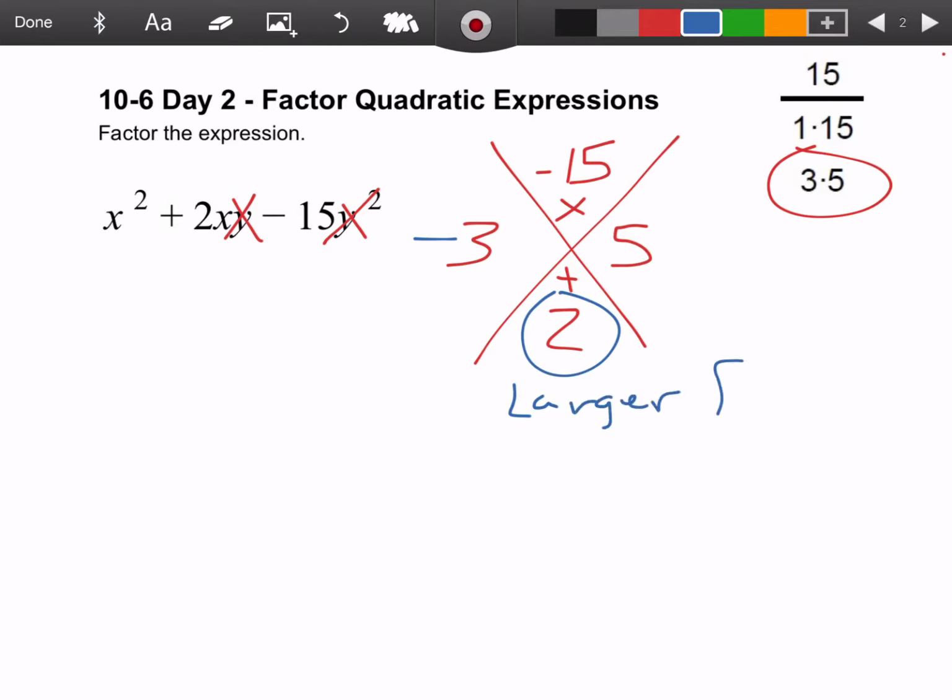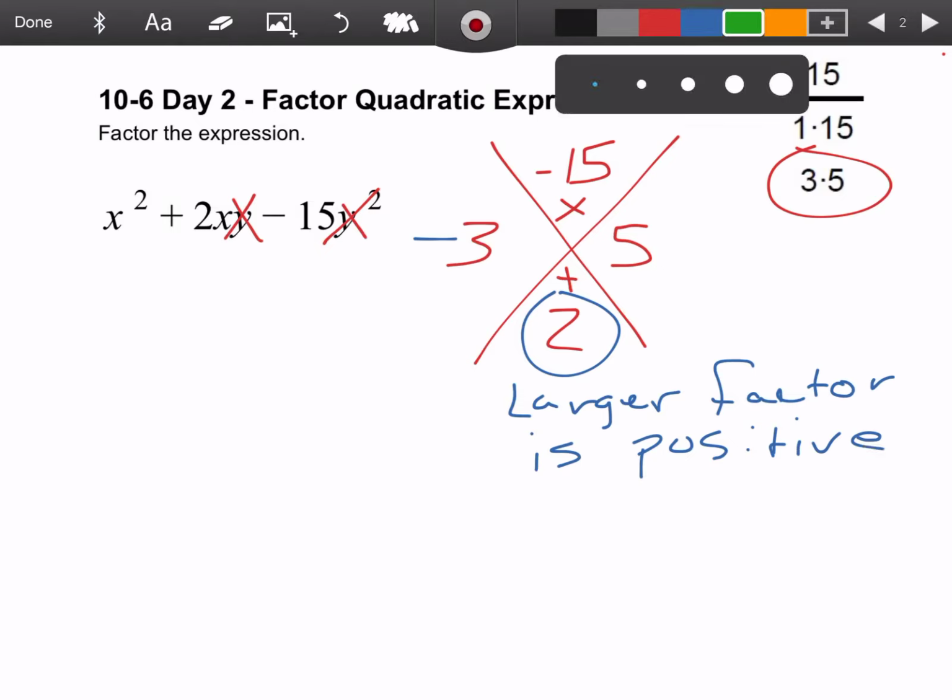So here the larger factor is positive, or how I say it is, which one is going to win? Do I want the positives or negatives to win? Well, the positives are going to win in this case by 2, so the larger factor has to be positive. And in the last example, the negatives won, so you'd have to make the larger factor negative.